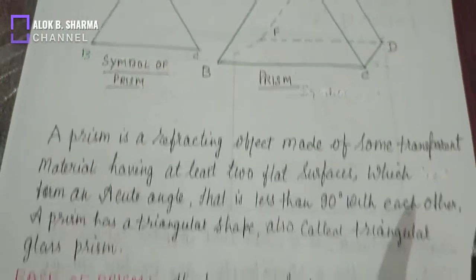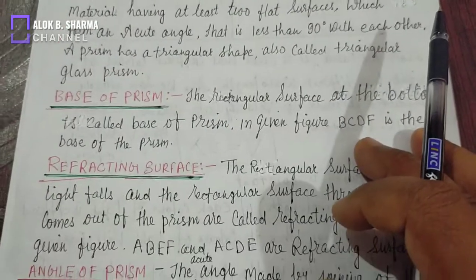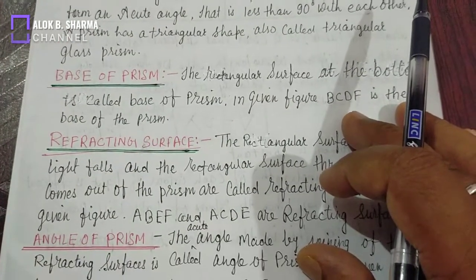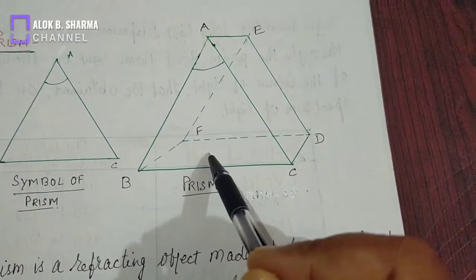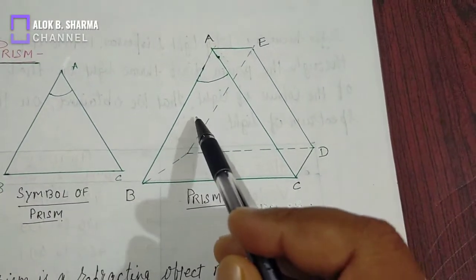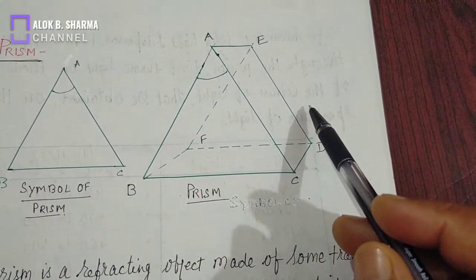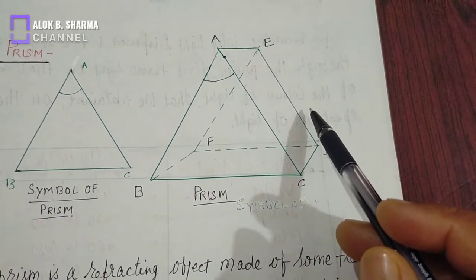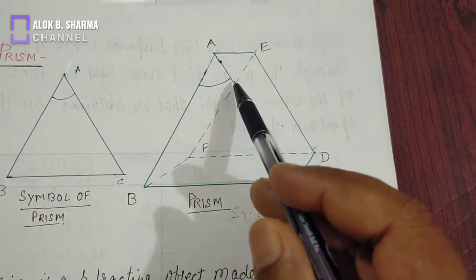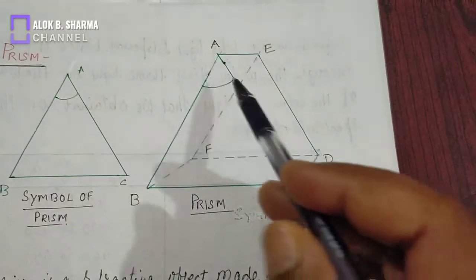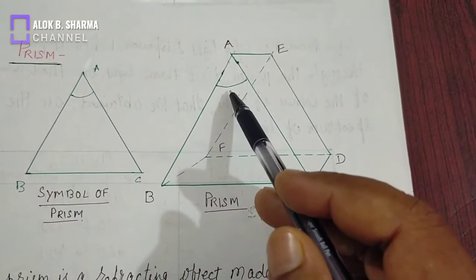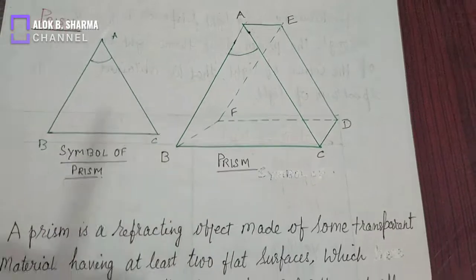So this is the explanation of prism and three parts are important: base of prism, refracting surface and angle of prism. I am repeating it again. This is the base of the prism and these two surfaces where light fall and from which light comes out. These two surfaces are called refracting surface and this is the angle of prism where two refracting surfaces meet each other, forms an angle. This is the angle of prism.